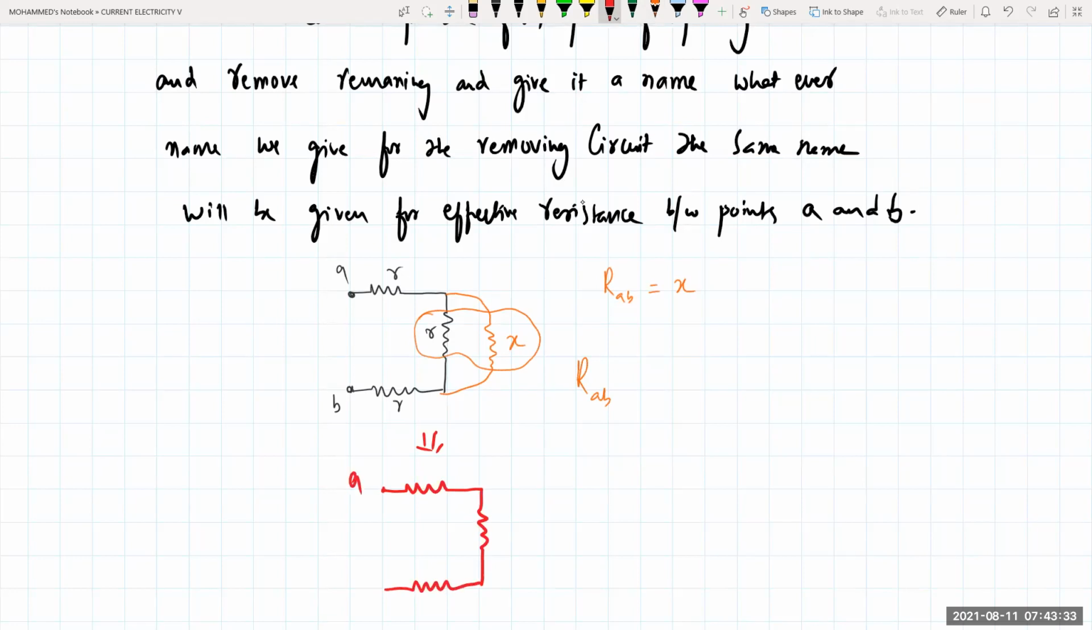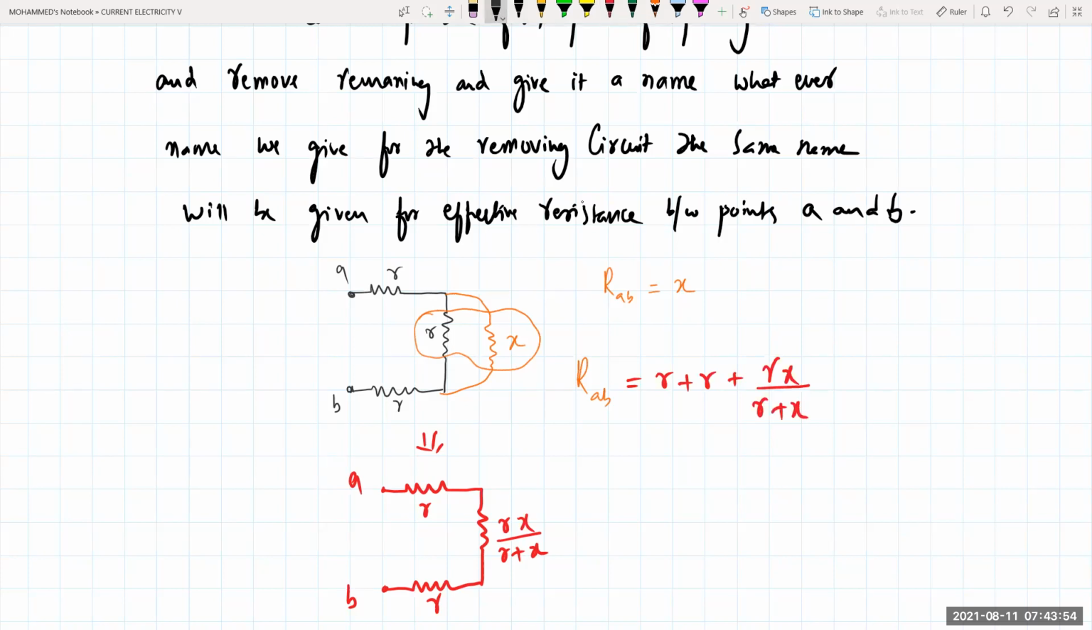This is the terminal A. This is your terminal B. This one is R and this one is R. This one will become how much? R into X divided by R plus X. So R effective across A and B will be equal to R plus R into X divided by R plus X.